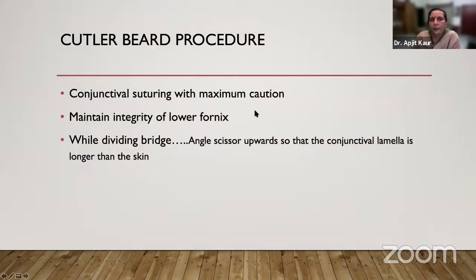while taking care that you have maximum caution while suturing the conjunctiva, because this lid is going to be closed for at least 6 weeks. And you can't afford to have a suture or something, which is going to be irritating the ocular surface. You maintain the integrity of the lower fornix by drawing the flap. And while dividing the bridge, always remember that you need to angle the scissors upwards so that your conjunctival lamella is longer than the skin lamella.